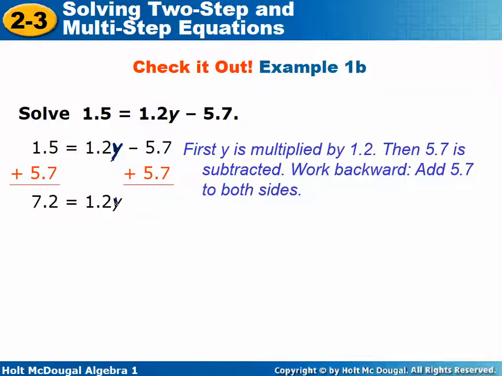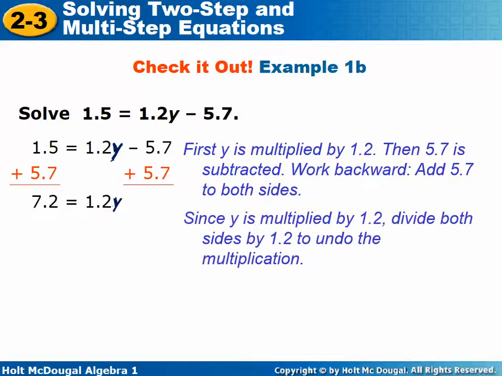We look again at the variable and say what's being done to that. It's being multiplied by 1.2. And we need to divide by that to undo it. So now we divide both sides by 1.2. Always look at what's happening to the variable to find out what you're going to do for your operation.